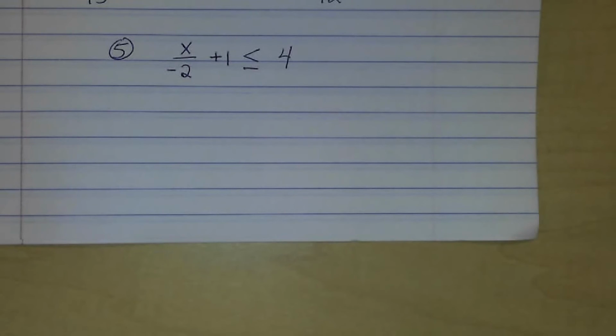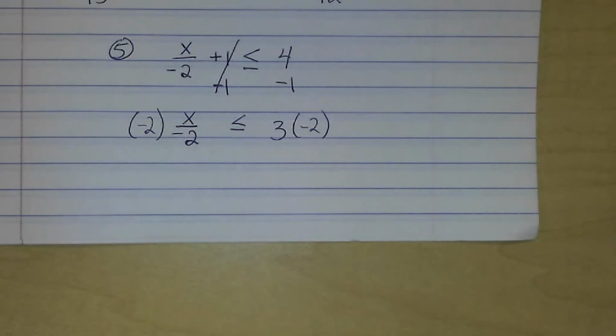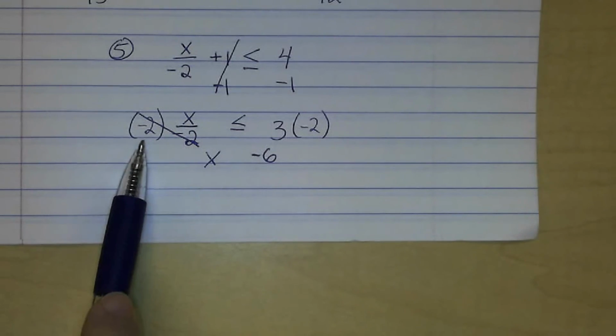Okay, so the variable's on the left-hand side, we can see the constant is a 1, a plus 1. So, to take care of that, subtract 1 from both sides. 1's cancel. And subtracting does not change the symbol at all, just multiplying and dividing by a negative. Now, we have x divided by negative 2 is less than or equal to positive 3. The opposite of division is multiplication, so we're going to multiply both sides by negative 2. The negative 2's cancel, and 3 times negative 2 is negative 6.